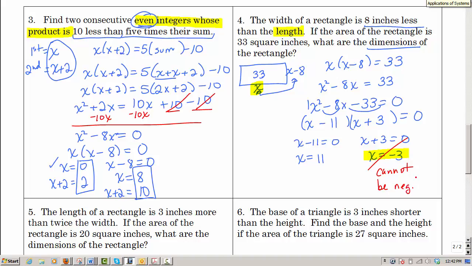Sometimes you get what's called extraneous solutions. It just doesn't fit what you're looking for. Still not done because I need the other dimension, x minus 8. 11 minus 8 is 3. And if you multiply 11 times 3, you do get 33, and that would be the area.